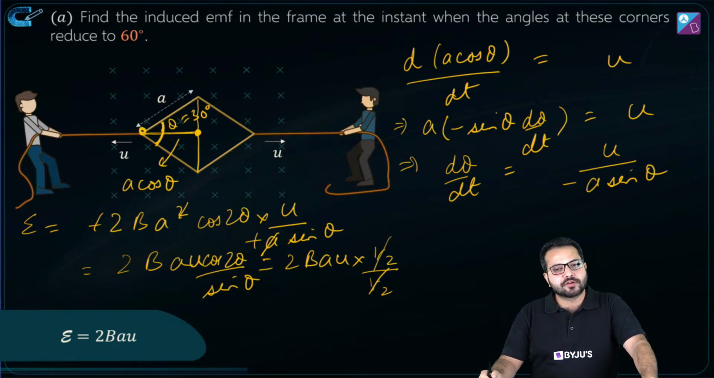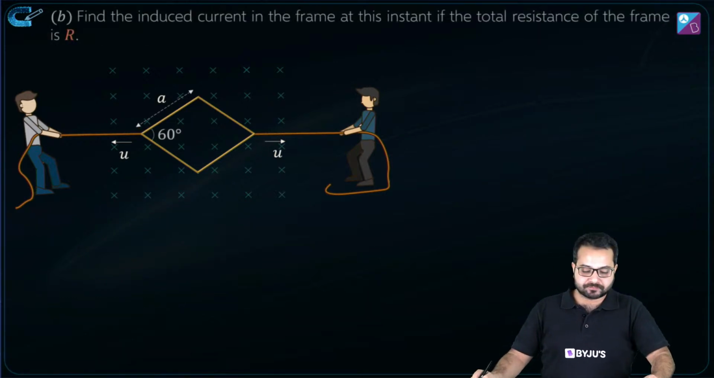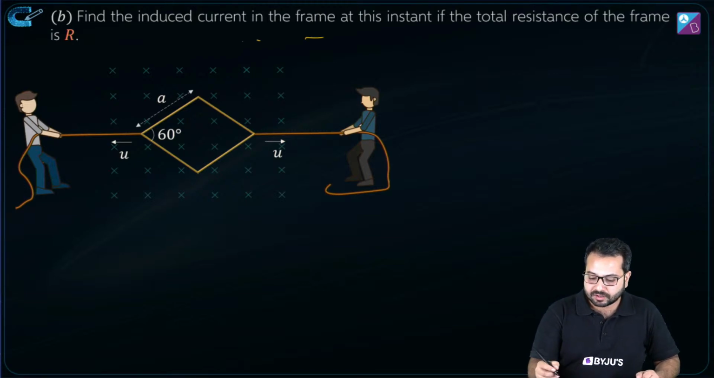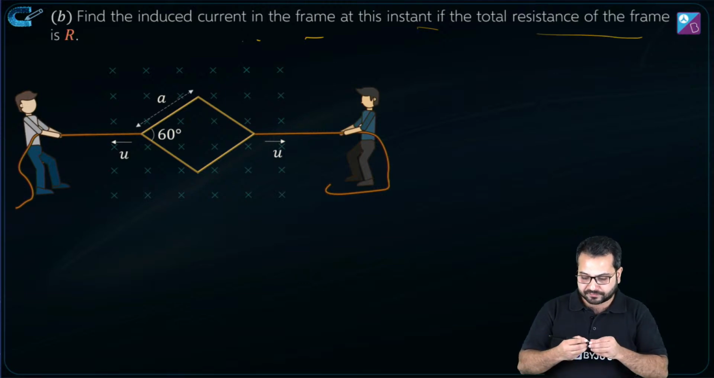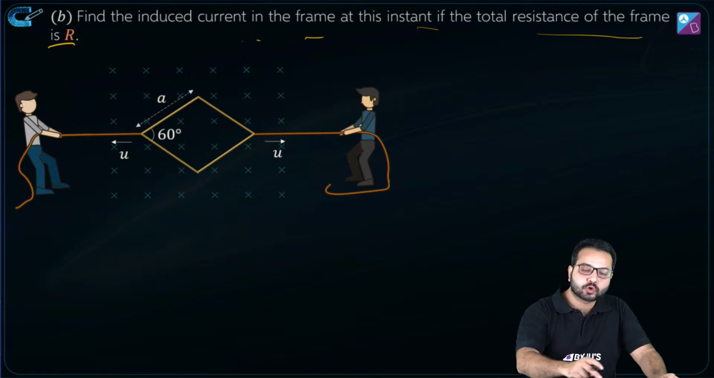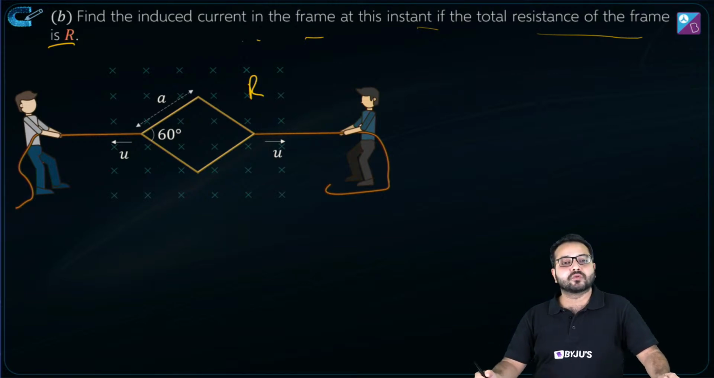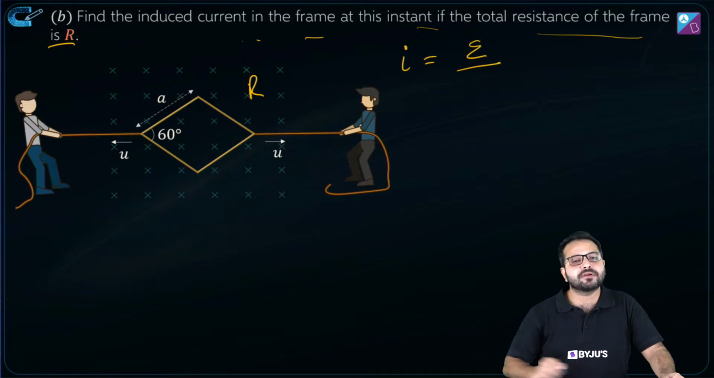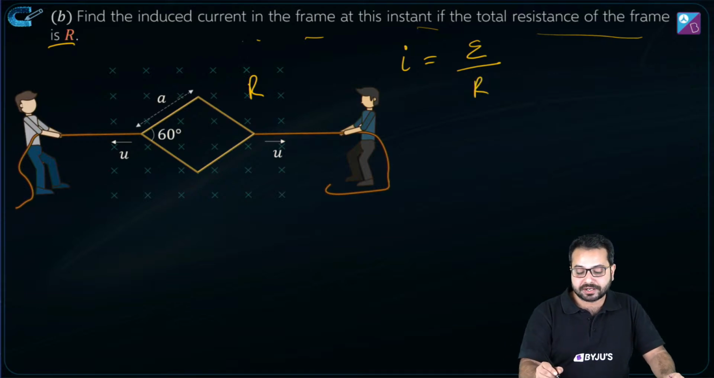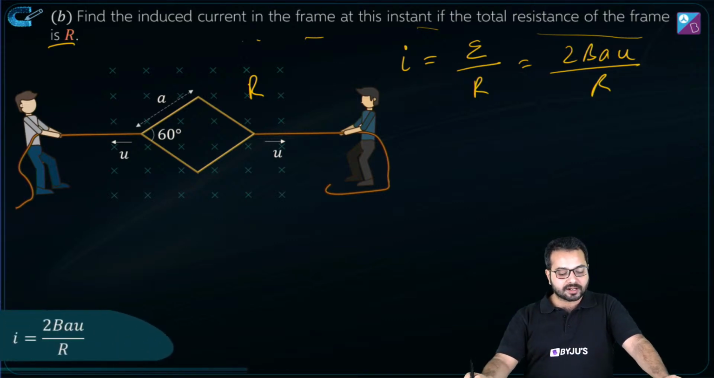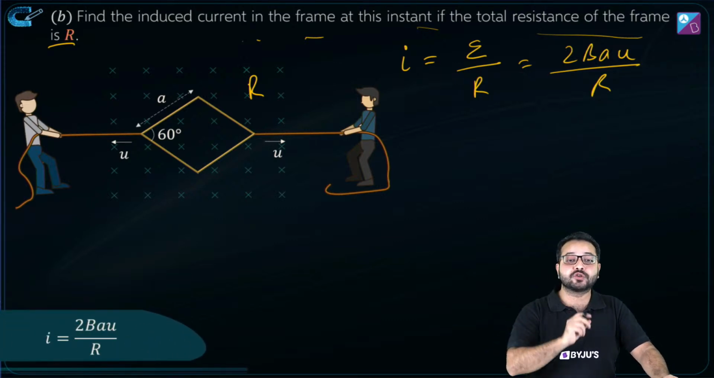Alright, so if this is clear, let's go to the next part of the question. What is the next part of the question? We have to find out what is the induced current in the frame at this instant if the total resistance of the frame is R. So we have to find out what is the current. The total resistance of the frame is given to us as R. So the current, that's a very simple question, is going to be the EMF at that instant divided by R. So this is going to become 2BAU divided by R. So that is going to be our answer. The current at this instant is going to be 2BAU divided by R.